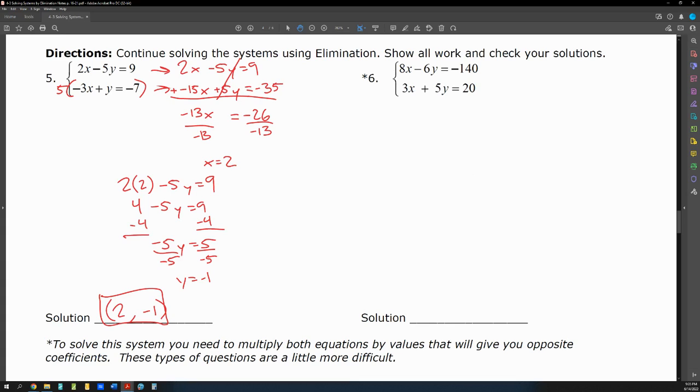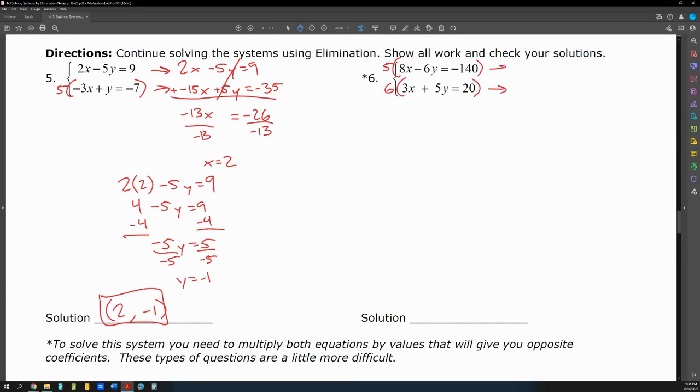So one thing that we could do is find the least common multiple of those coefficients. So the least common multiple for 8 and 3 is 24, or the least common multiple of 6 and 5 is 30. So you can choose to multiply by what gives you that least common multiple. So let's do the y terms. We want to cancel those out. I chose the y terms, by the way, because they already have opposite signs, so I'm going to multiply by positive numbers. I'm going to multiply the top equation by 5, because I want that y term to get to negative 30y. And then I'm going to multiply the bottom equation by 6.